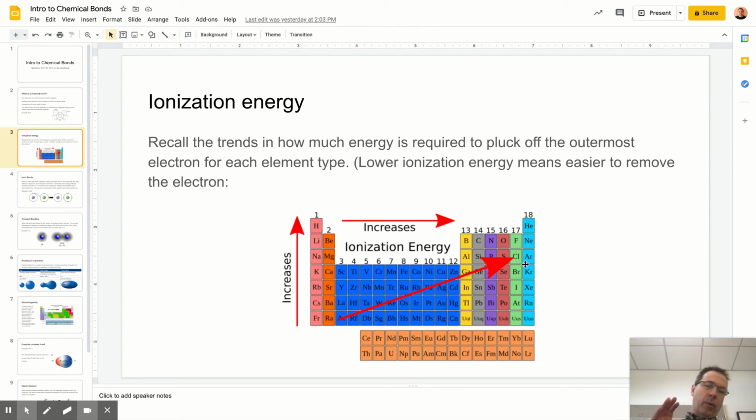And this is, of course, related. This is how it's related to bonds. We've already talked about this. That's why the elements on the left-hand side, the metals, tend to lose electrons and become positively charged, whereas the nonmetals over here on the right-hand side tend to gain electrons and be negatively charged. It's really related to this ionization energy, but we're going to recharacterize it in a minute.